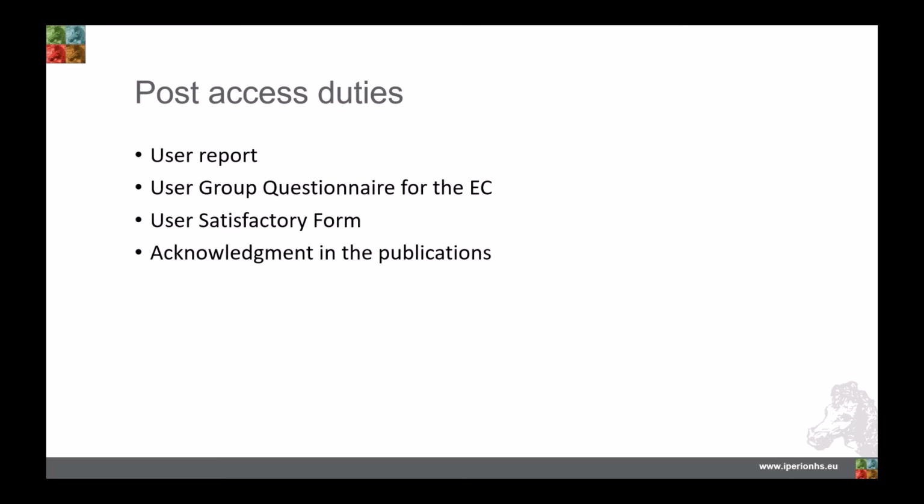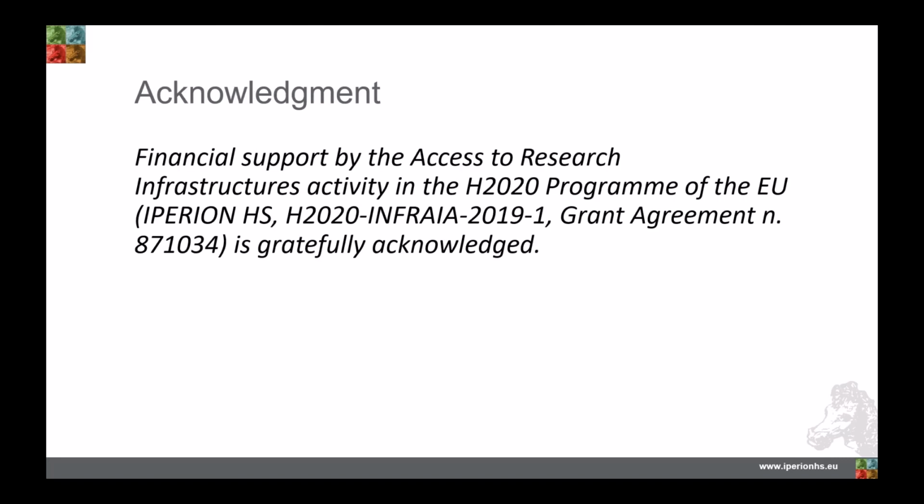For this reason, IPERION HS strongly encourages users to choose open access journals. The publication should include the researchers who either collected data and/or provided support in their elaboration and interpretation as co-authors, proper reference to IPERION HS facilities that provided access, and the following mandatory acknowledgement: financial support by the Access to Research Infrastructures activity in the Horizon 2020 program of the EU, IPERION HS Grant Agreement number 871034 is gratefully acknowledged.